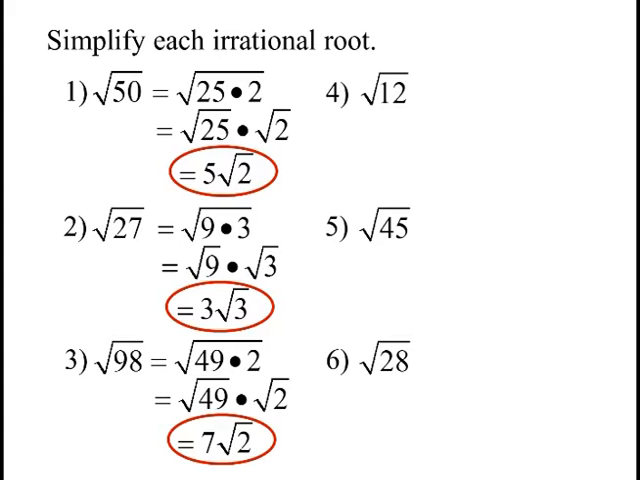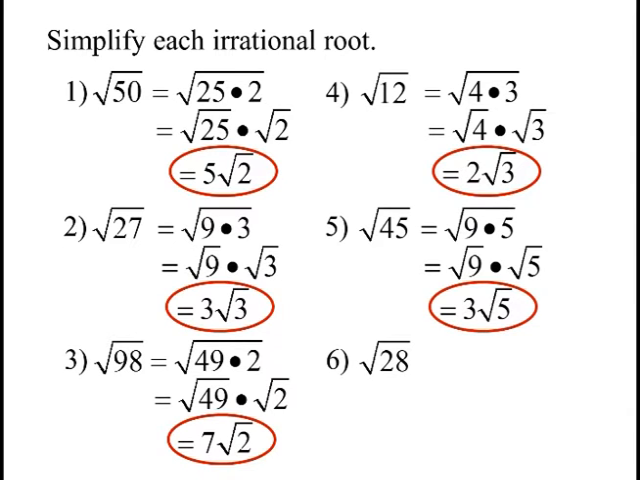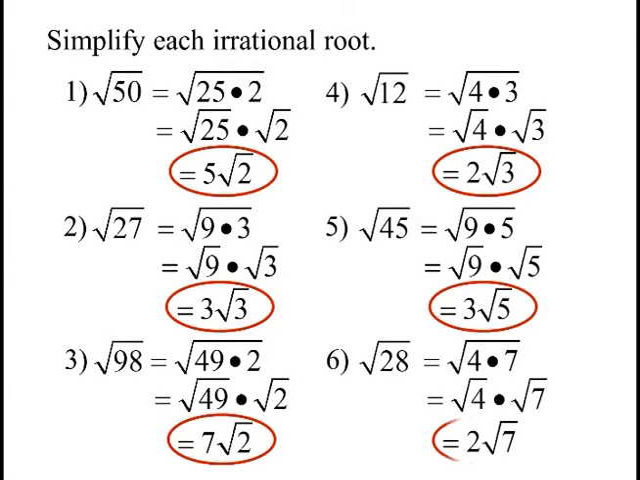Root 12 would be root 4 times 3, and the 4 comes out as a 2. 2 root 3. Perfect square factor of 45? 9. So that simplifies to 3 root 5. Perfect square factor of 28? 4. So that would be 2 root 7.